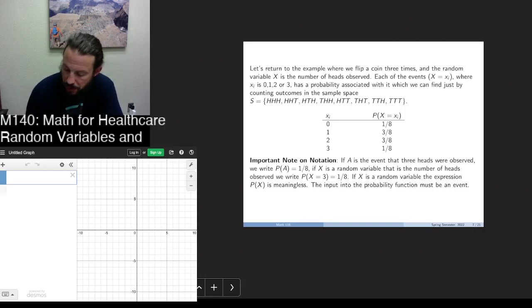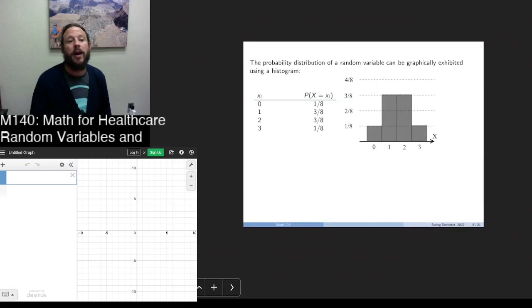Just a note here. If A is a set, P of A equals 1/8. But when we talk about a random variable, we really mean P of x equal to 3, the probability of x equal to 3. The probability of x like that is meaningless. Okay, there's our probability distribution.